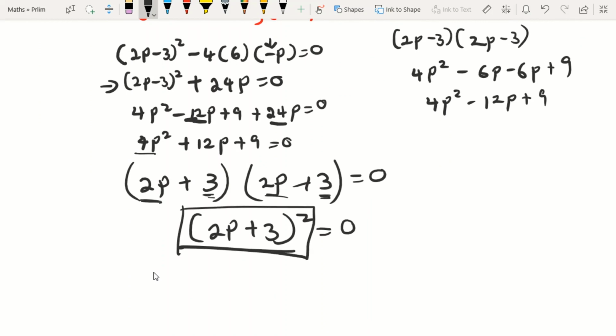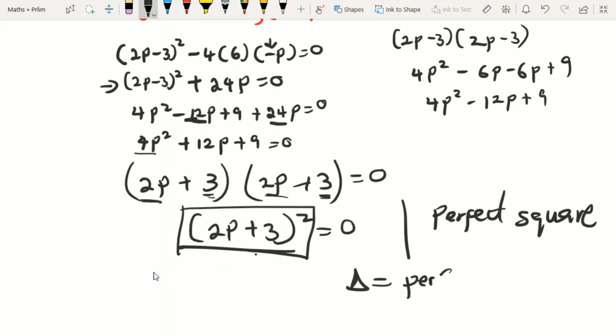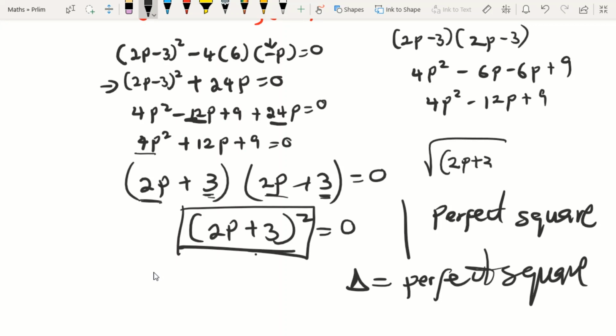We're getting a square. What does this tell you? It tells you that it's a perfect square. So the discriminant is equal to a perfect square. You can just say perfect square. So it is a perfect square, which means if we put it in a square root of 2p + 3, you will get an answer of 2p + 3. So it is a perfect square. A perfect square is rational, which means you can express it as a fraction.